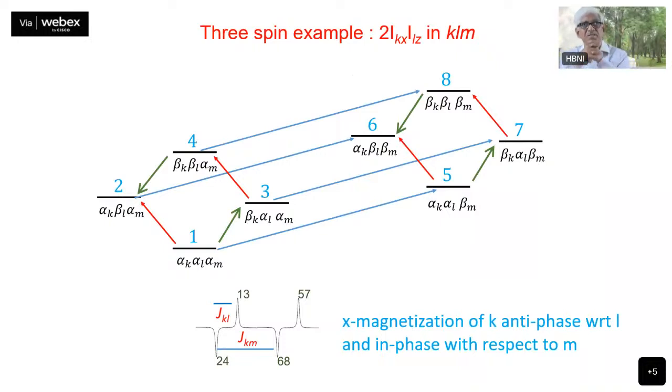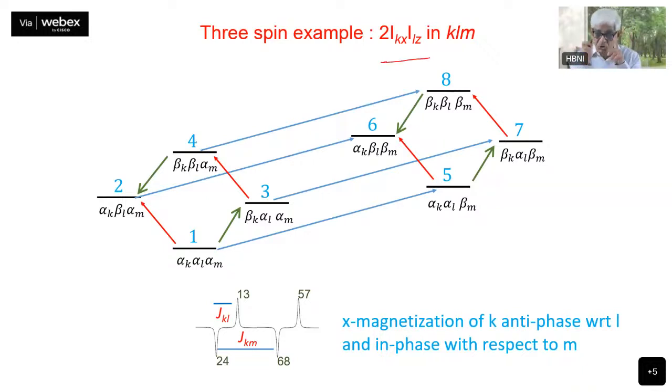So we have the three-spin system. We have the energy level diagram of this type. We have 8 energy levels. So how many transitions are there? 12 transitions. We can identify the individual transitions of the individual spins, and we can represent them as up arrow, down arrow for all the 4 transitions. Now, this particular term we are going to consider.